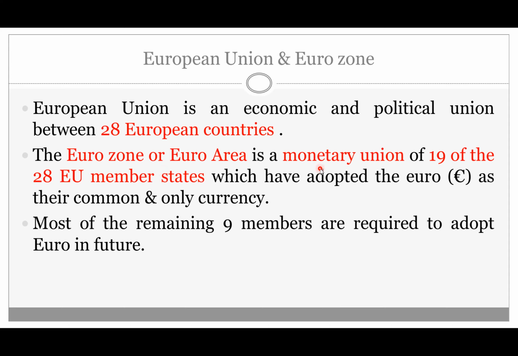Now this monetary union means that these countries have adopted a common currency. That means Euro is the only currency in these countries. So they do not have a national currency as well as Euro. Euro is the only currency in these 19 countries which are part of Eurozone. Now there are the remaining 9 members, 19 members are in Eurozone, total members are 28. So the remaining 9 members have an obligation to adopt Euro in the future. But not all of these, most of these have this obligation. Britain, that is exiting the European Union, never had such an obligation. They had their national currency and they were using that.